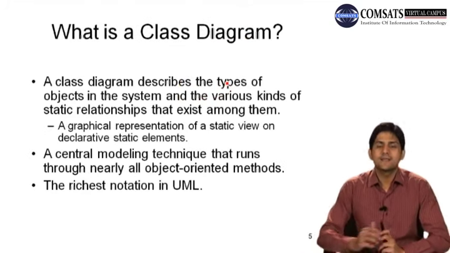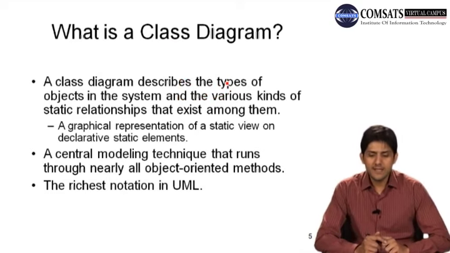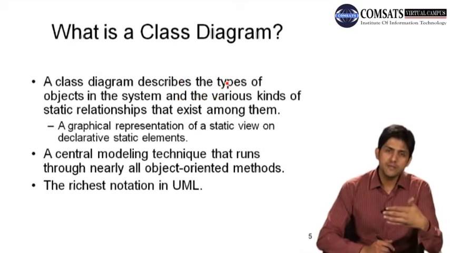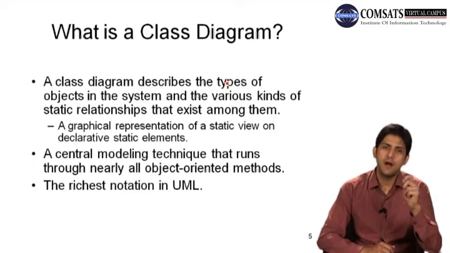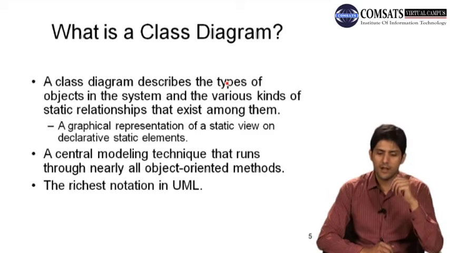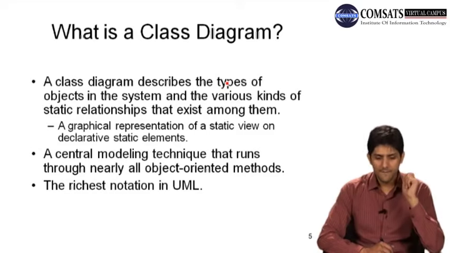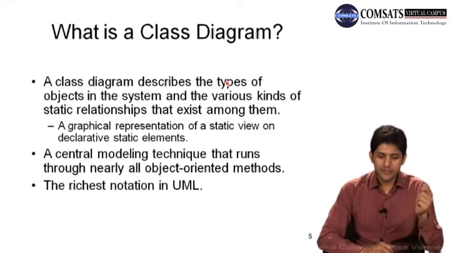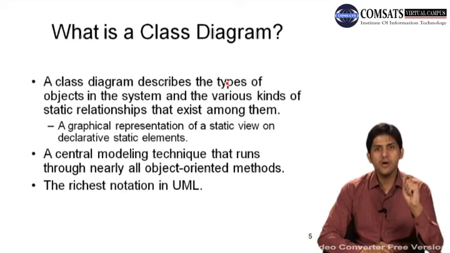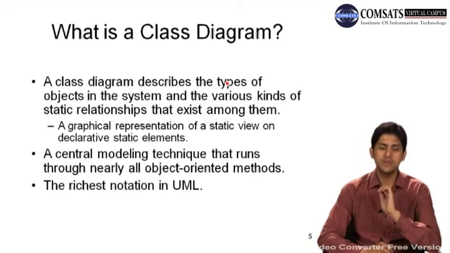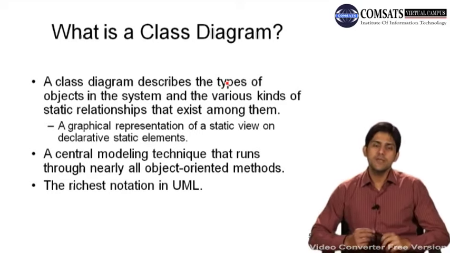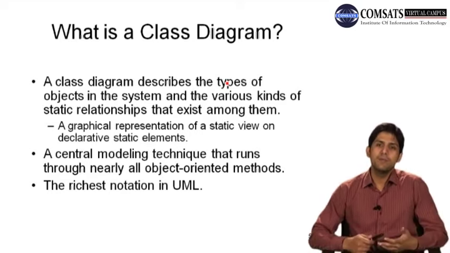So what is a class diagram? A class diagram describes the types of objects in the system and the various kinds of static relationships that exist among them. So the first thing is to identify the objects or the key entities in a system. It is a graphical representation of the static view on declarative static elements. This is a central modeling technique that runs through nearly all object-oriented methods, the richest notation in UML. So when we say that we have a class diagram, what do we mean by that?